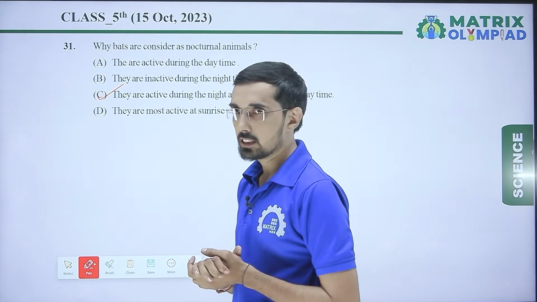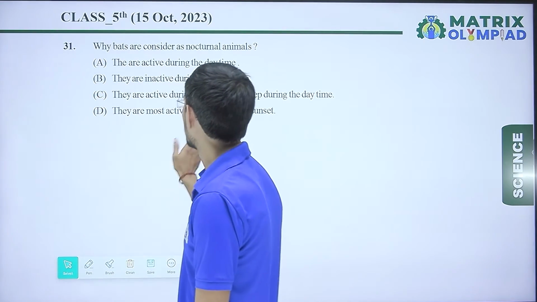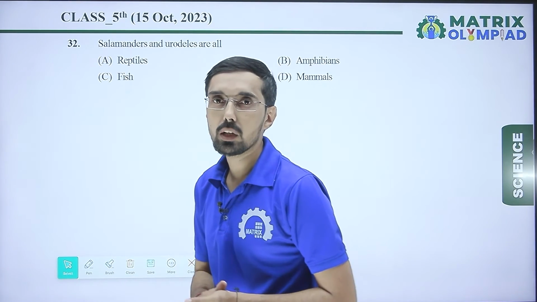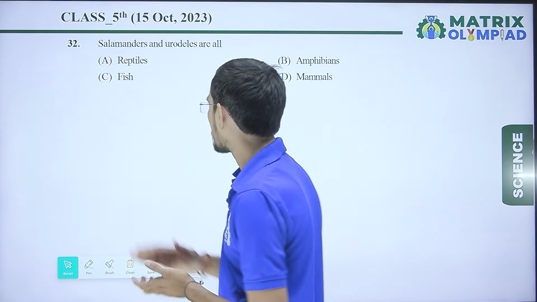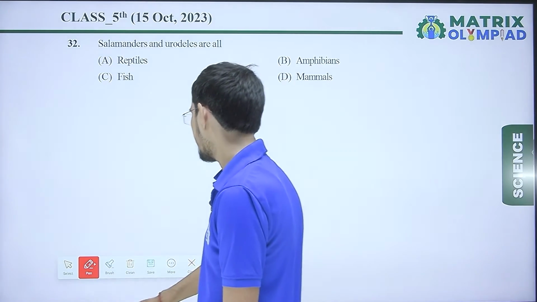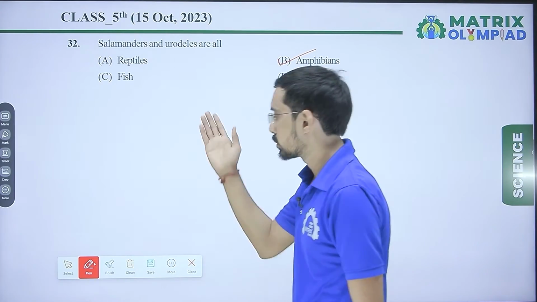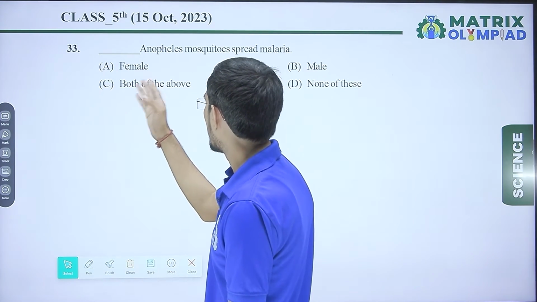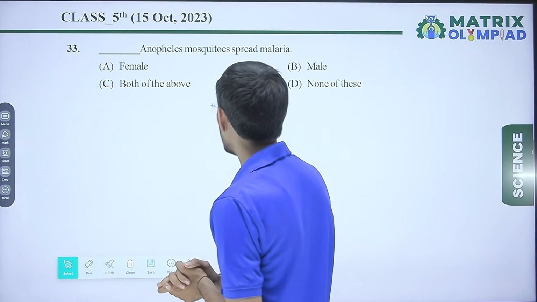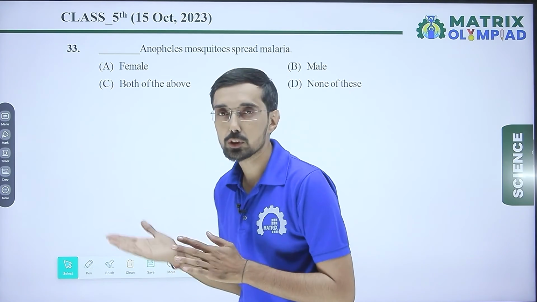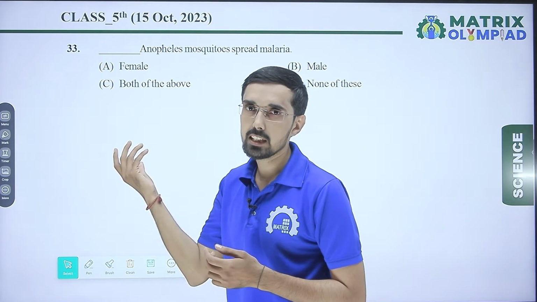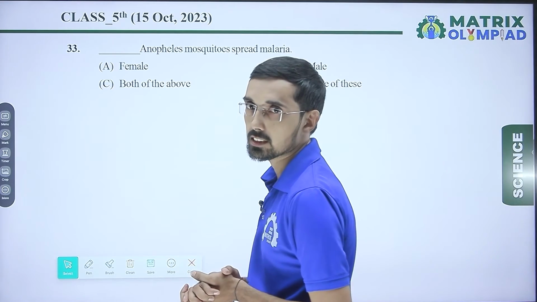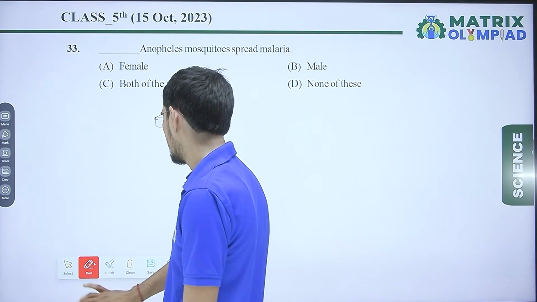Now our next question is, salamander and urodels are all, they belong to the class amphibians. So our correct option will be option B. Now move to the next question. Dash Anopheles mosquito spread malaria. Which kind of mosquito spread the malaria disease, which is a protozoan disease? So our correct answer will be female Anopheles. Option A will be the correct answer.